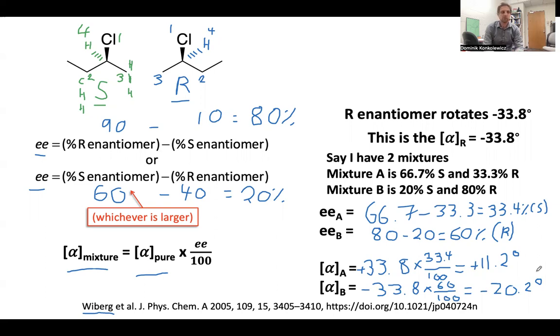So hopefully that's a useful video that highlights how you can assign stereochemistry, how you can calculate enantiomeric excess of mixtures, and how you can use this to predict the rotation of a sample which contains mixtures of R and S enantiomer based on that enantiomeric excess.